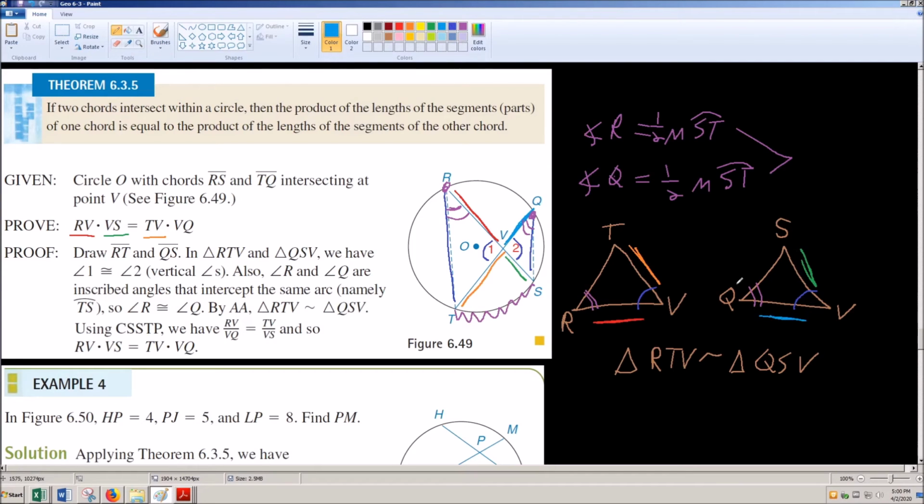So if I want to set up a proportionality statement, I could set up a statement that looks like this. I've got RV over VQ is equal to TV over VS. Again, there's multiple ways that we could set this up. If you want to flip both sides, you could. If you want to compare one to the other, you can do it that way as well. So I'm just going for RV in red here, TV in orange here. I'm going this to that, and I'm going this to that. So blue to green.